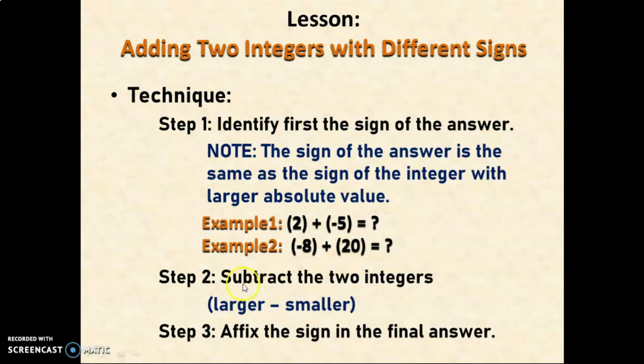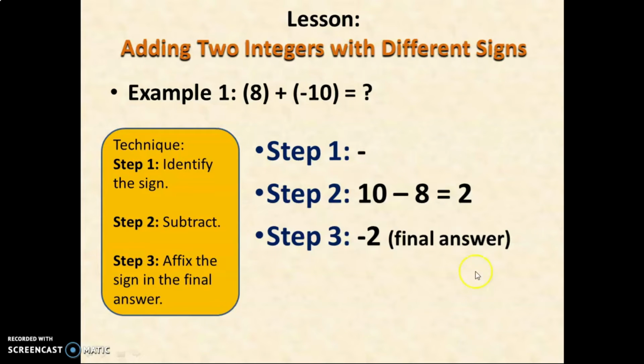Then step 2, we subtract the two integers. And when you subtract, take note of this. Always larger minus the smaller, disregarding the negative sign. So in our example, it should be 5 minus 2, and 20 minus 8. Okay, and step 3, affix the sign in the final answer. Okay, so let's have some concrete examples.